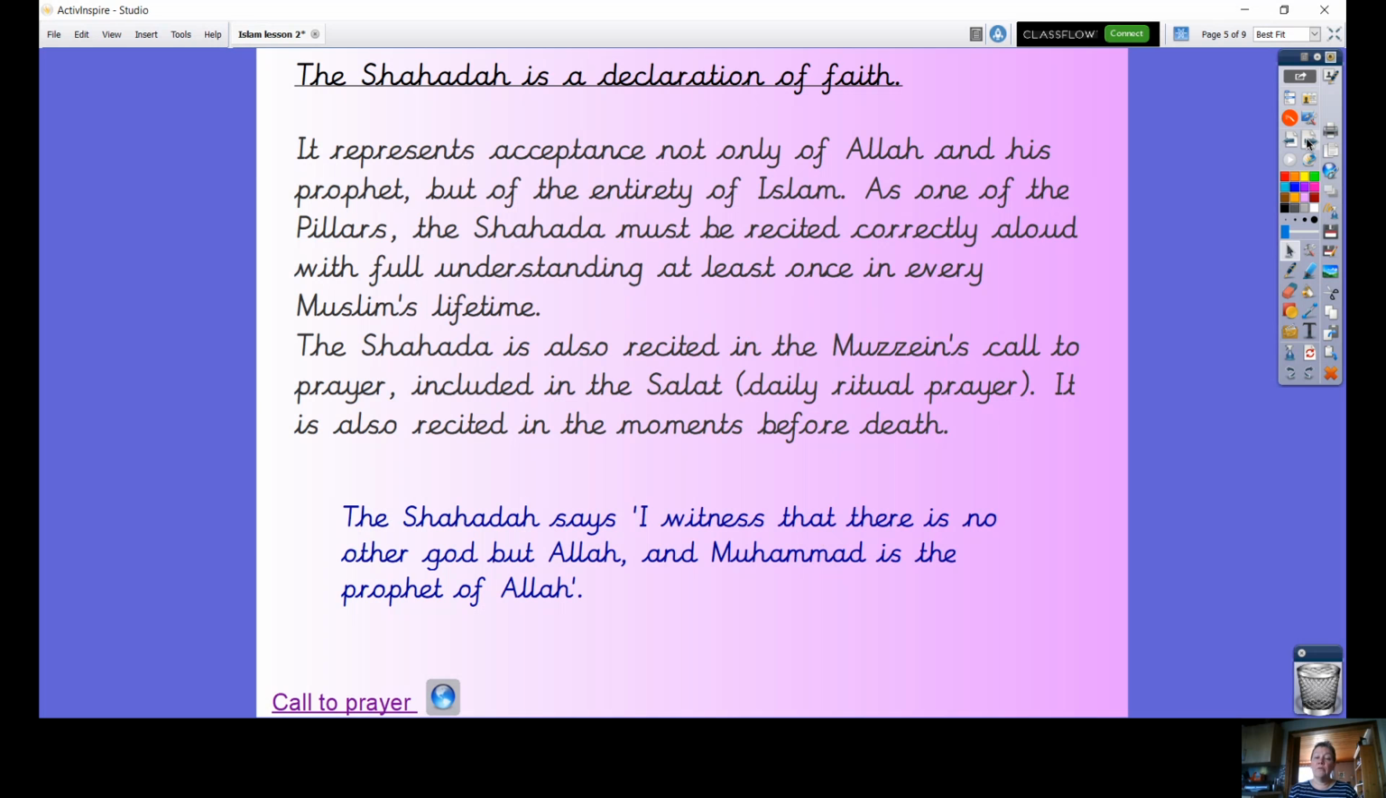Now, the Shahada is also recited in the call to prayer. And it is included in the daily prayer ritual, which is called the Salat, which is what we're going to look at next week. And it is also recited in the moments before death. The Shahada says, I witness that there is no other God but Allah, and Muhammad is the Prophet of Allah. Now, I'm just going to play you a short piece of this call to prayer.